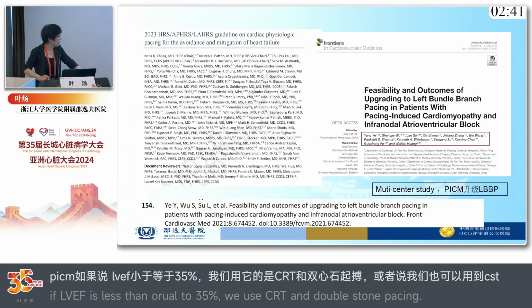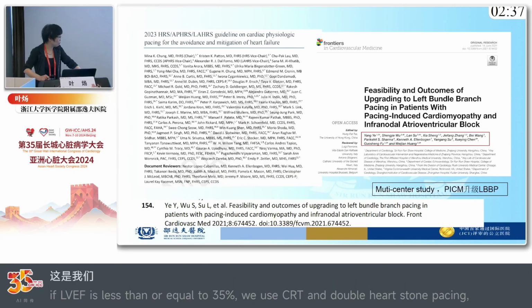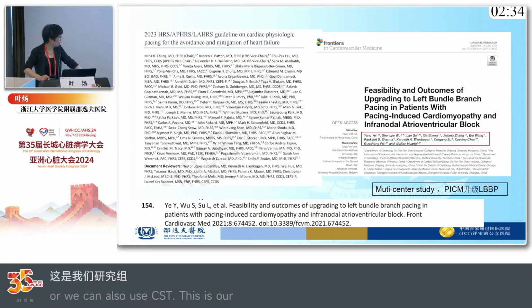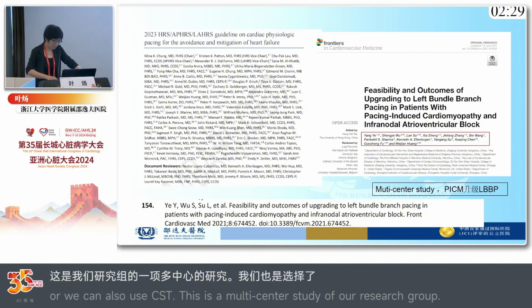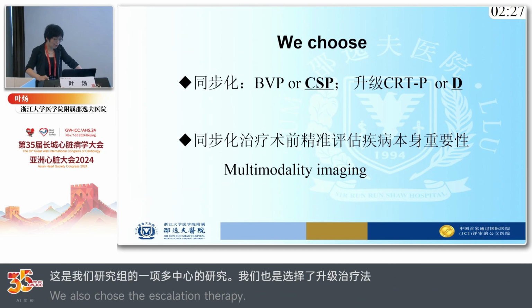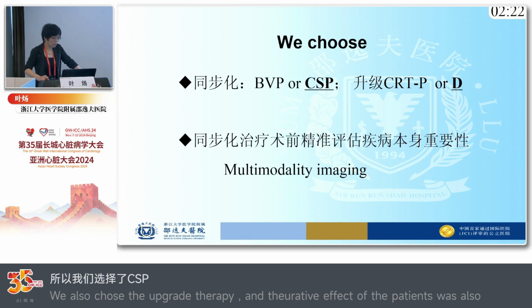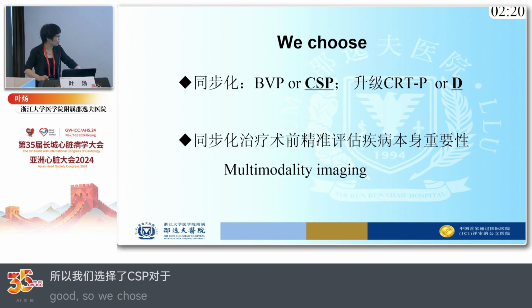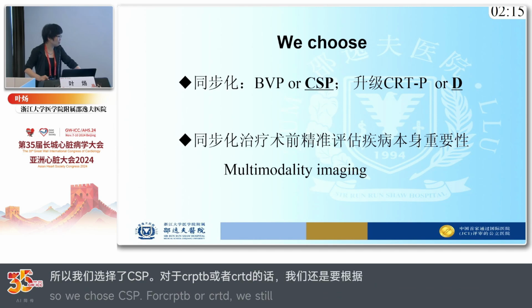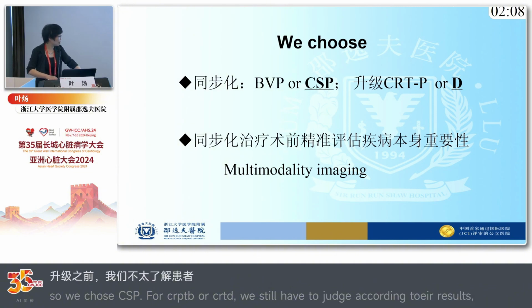And this is our group study. From a multi-center study, we chose LVBP to upgrade PICM patients, and we found the patients have a very high response. So we chose CSP, right? But as to CRTD or CRTP, according to the CMR results, we just used CRTD. Honestly, before the upgrade, we didn't know the patient had sarcoidosis. So we'd like to say multimodality imaging is very important.